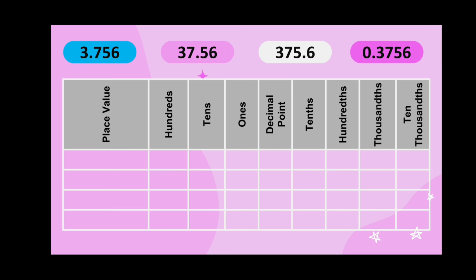This is the place value chart. So, for the whole numbers, nag-start tayo from hundreds hanggang ones. And then, for the decimal values naman, from tenths hanggang 10,000ths. Now, let's put the given decimal numbers to their proper place values. First decimal number, we have 3 and 756 thousandths. What do you think is the place value of the first digit, which is 3?